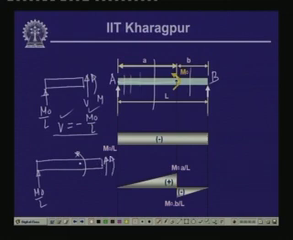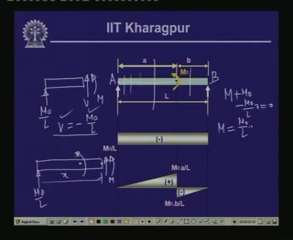Now, if we take the moment of all the forces with respect to this particular section, then we have bending moment M which is anticlockwise, then we have M0 again which is anticlockwise, and we have M0 by L and this distance is x. So, M minus M0 by L into x equals 0. So, M is equal to M0 by L into x minus M0. Now, when x is equal to a, the value of bending moment is equal to M0 by L into A.